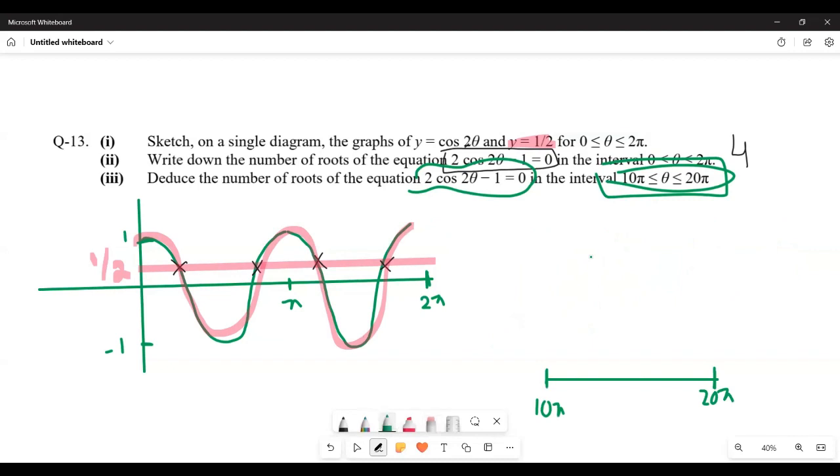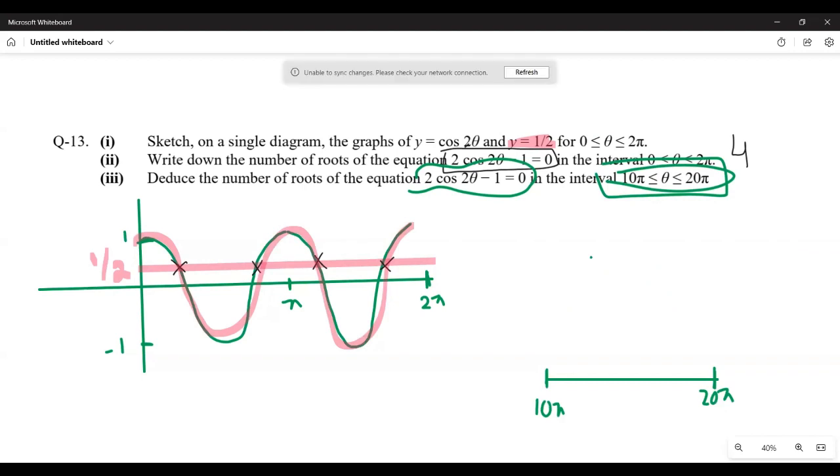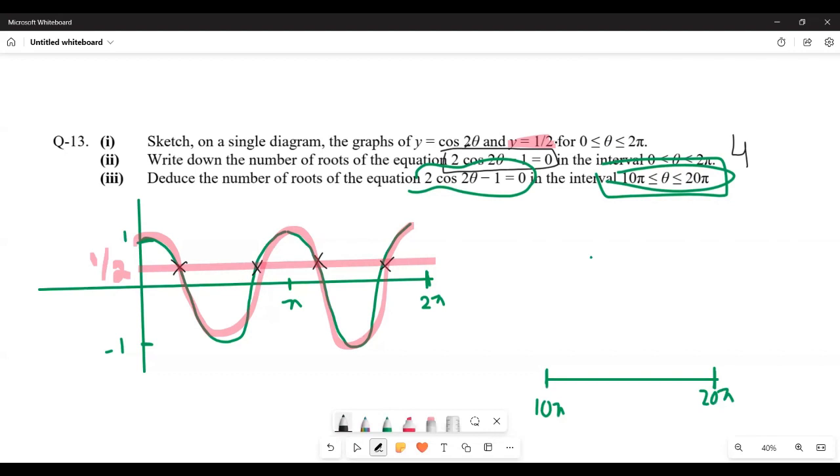So we know that for every 2 pi, oh, let's just give it a minute. Is it any better now? I've connected to another router. Yep. Okay.